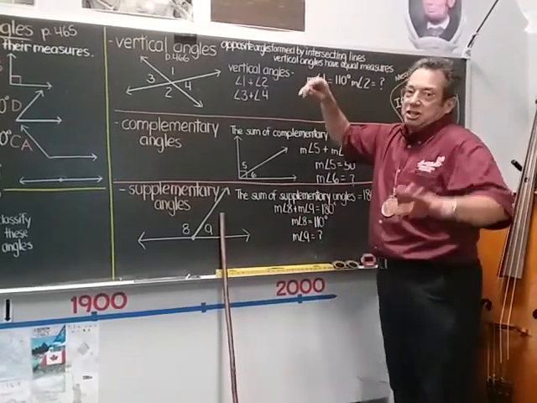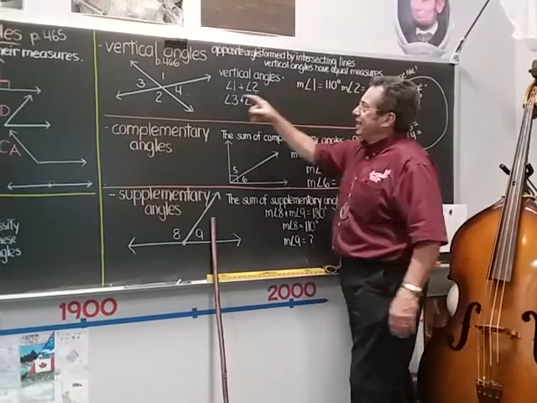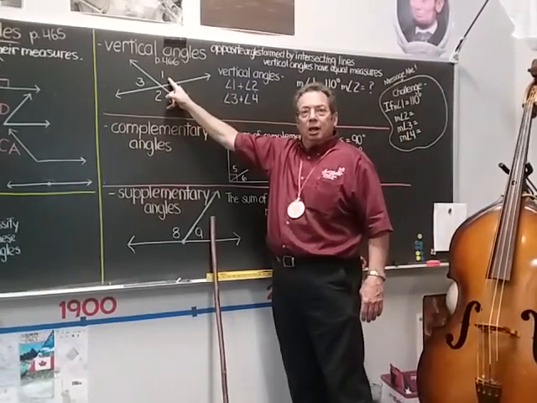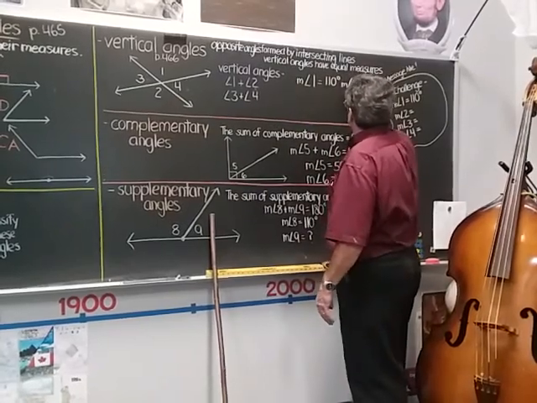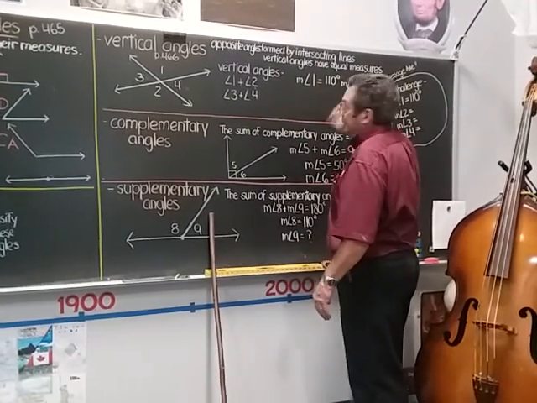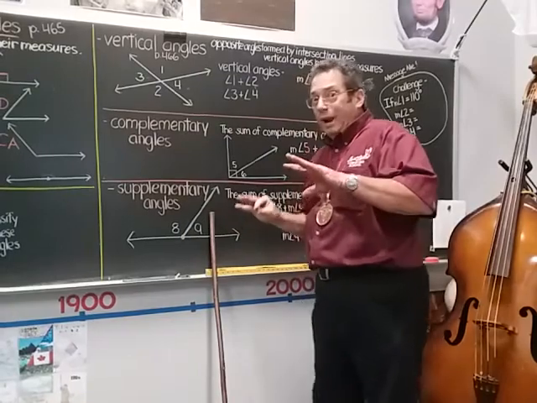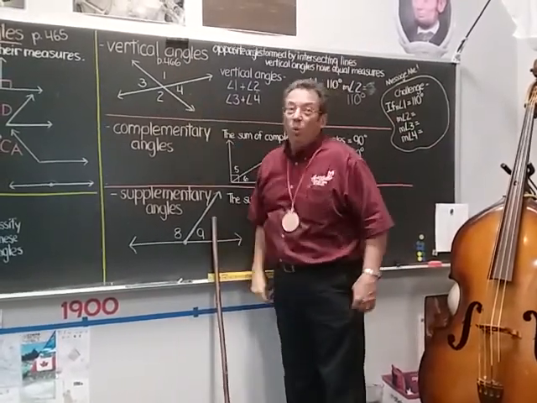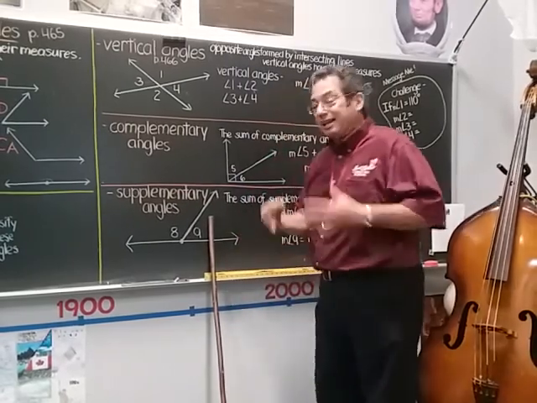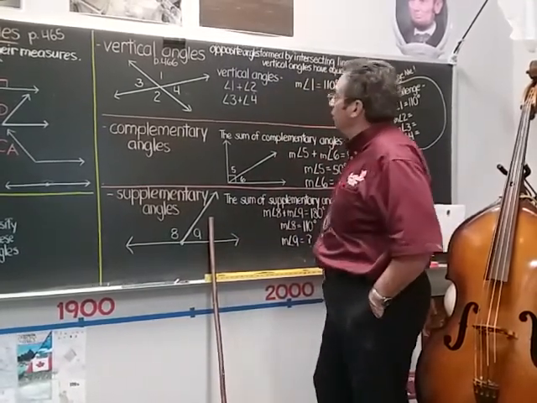Okay, let me just ask you, see if you got what I just said. Let's suppose angle 1 is 110 degrees. What's angle 2? 110 degrees. All right, so whatever angle 1 is, angle 2 is. Whatever angle 2 is, angle 1 is. When you have lines that intersect, the angles opposite each other are called vertical angles.